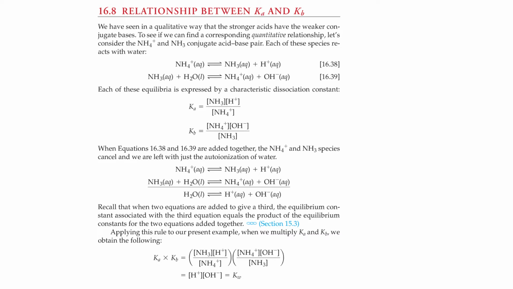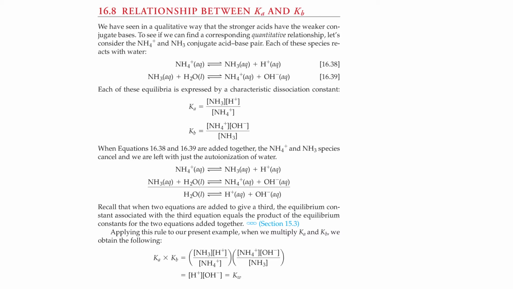Ammonium reacts with water to form ammonia and protons. Ammonia reacts with water to form ammonium and hydroxide. Each of these equilibria is expressed by a characteristic dissociation constant. K sub A is the concentration of ammonia times acid divided by ammonium. K sub B is ammonium times hydroxide divided by base.